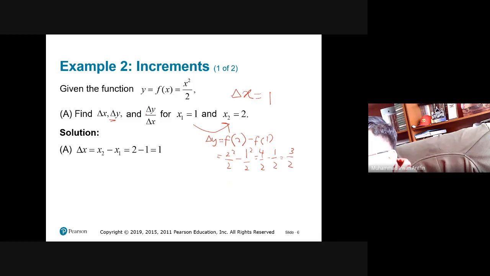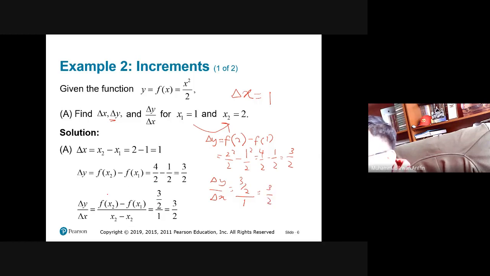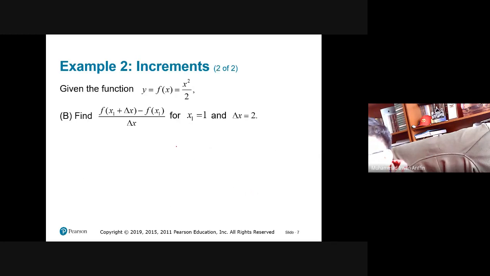Okay? So what is delta y over delta x? Delta y over delta x equals 3 over 2 divided by 1, which is 3 over 2. Okay? So what is the meaning of this? How do we interpret this? This means that if x changes by 1 unit, y will change by 3 over 2.